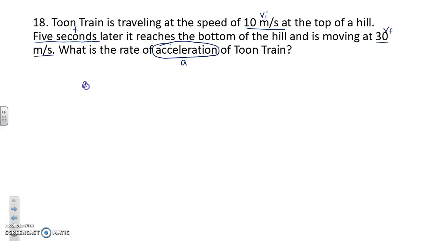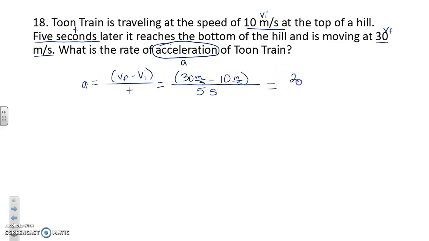So now we're going to use A is equal to VF minus VI over T. We're solving for A, so VF is 30 meters per second. VI is 10 meters per second. And then T, or time, is 5 seconds. Okay, so now we just solve. 30 minus 10 is 20, so 20 meters per second divided by 5 seconds. So 20 divided by 5 would be 4.